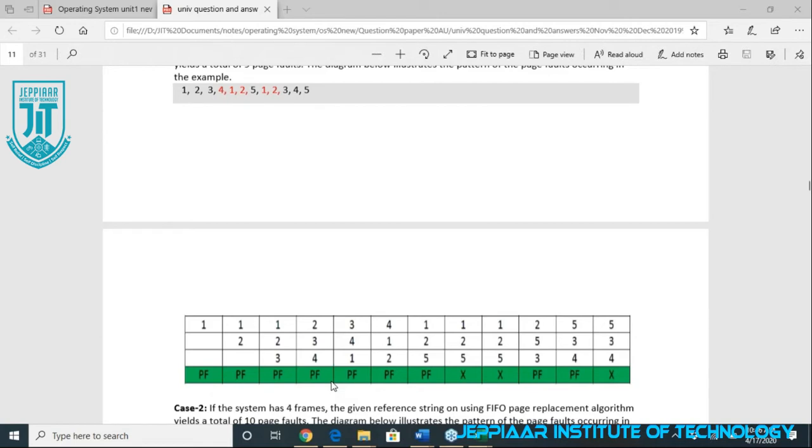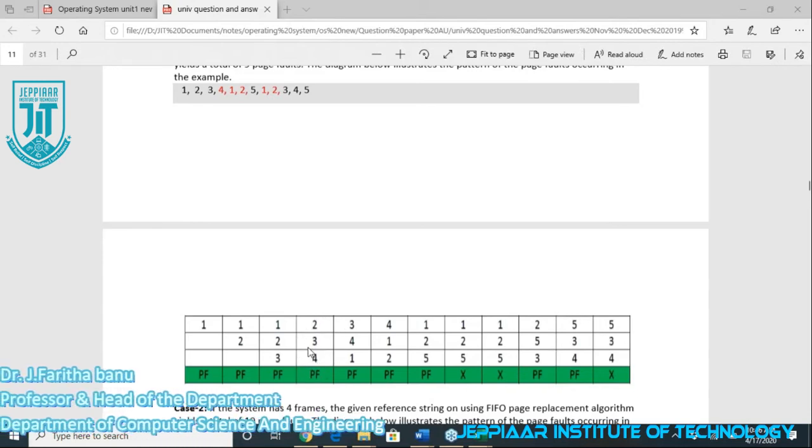So 1 is replaced with 4. Now we have these three pages here: 2, 3, 4. Next I am having 1 again. When you get a 1, what do I have to replace?